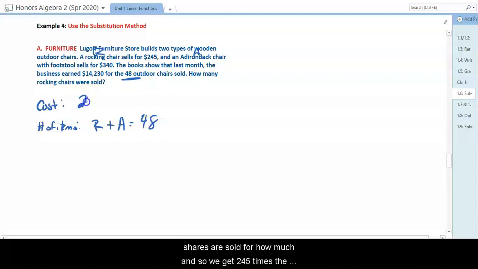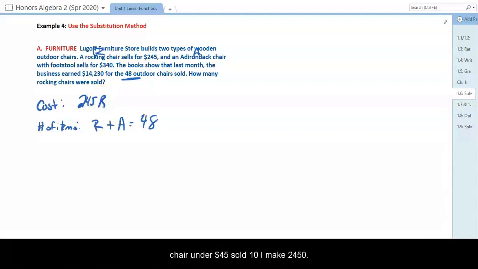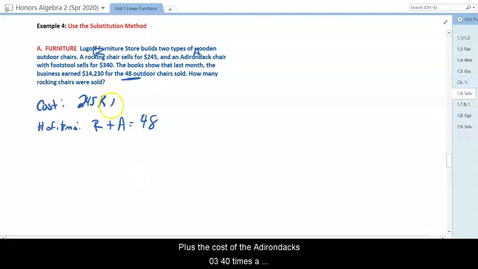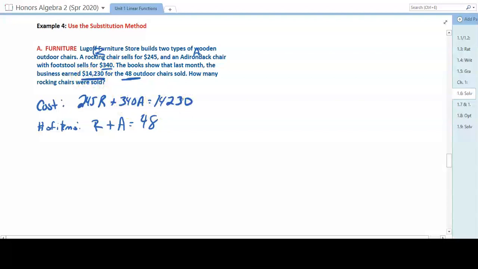And so we get 245 times the number of rocking chairs that I sold. So if I sold 1 rocking chair, I make $245. If I sold 10, I make $2,450. Plus the cost of the Adirondack, so 340 times A. That's equal to the total amount that we earned of $14,230. So now we've got our 2 equations built.